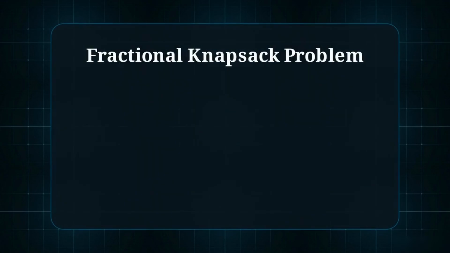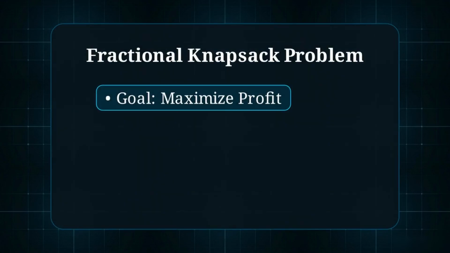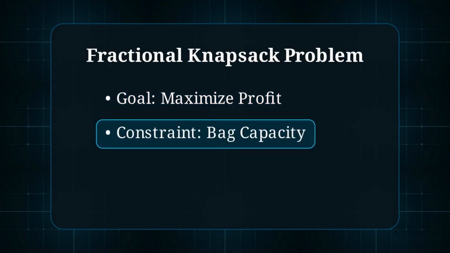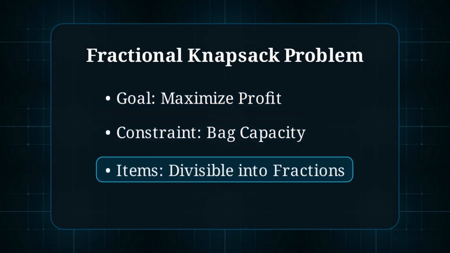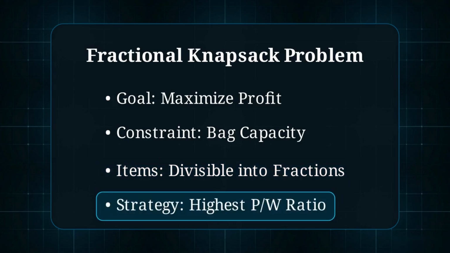Here is the formal academic definition. The fractional knapsack problem is an optimization problem where items with different weights and profits are selected to maximize total profit. Since items can be divided into fractions, the algorithm selects items based on the highest profit-to-weight ratio.